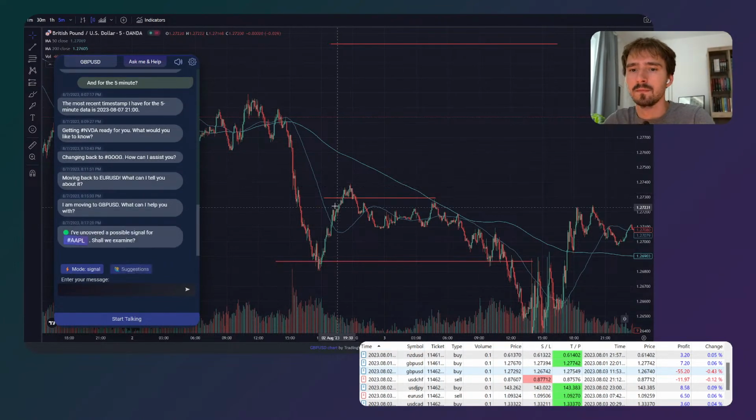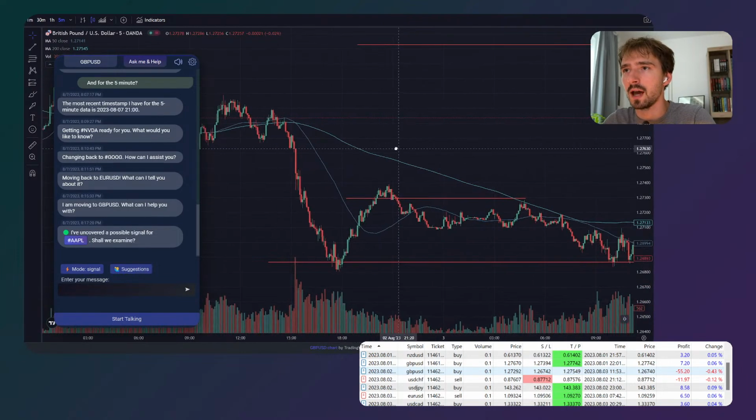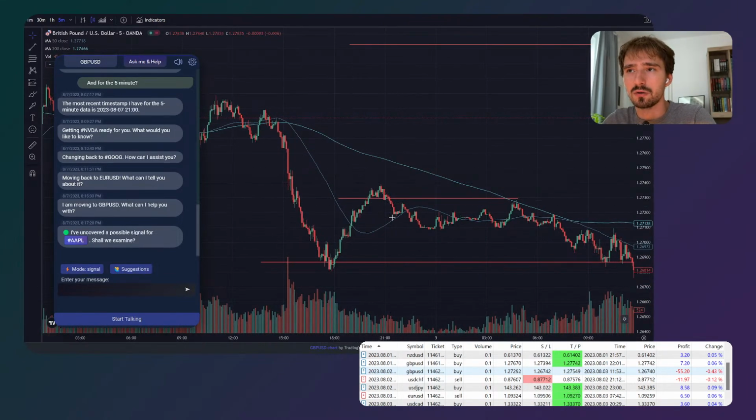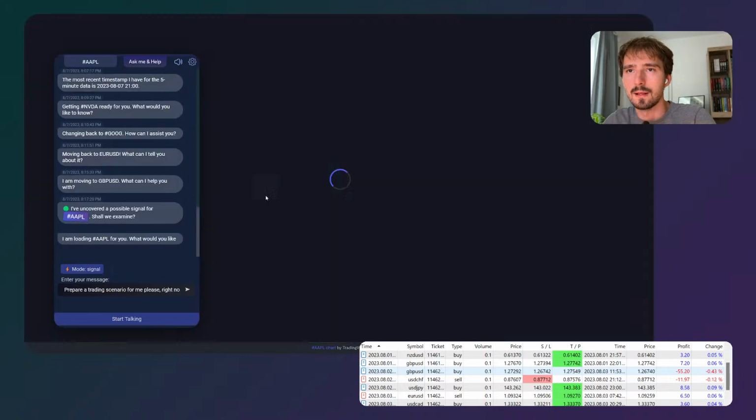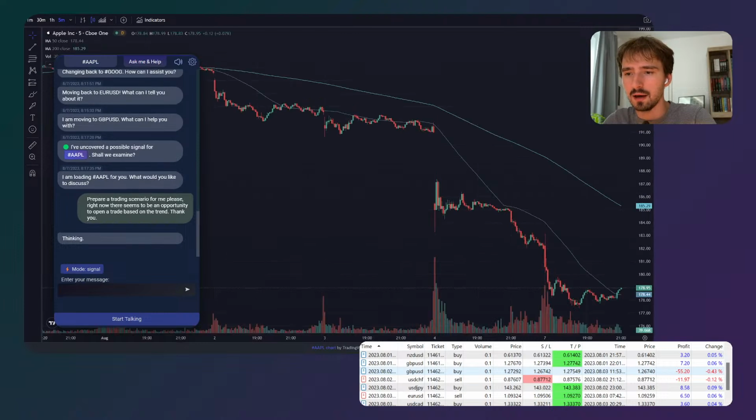I've uncovered a possible signal for hashtag AAPL. Shall we examine? There we go. Apple. Want to do the trade? Yeah, let's do the trade. I am loading hashtag AAPL. Let's try to get the Apple rolling. Let's see what we have. What are we working with here?